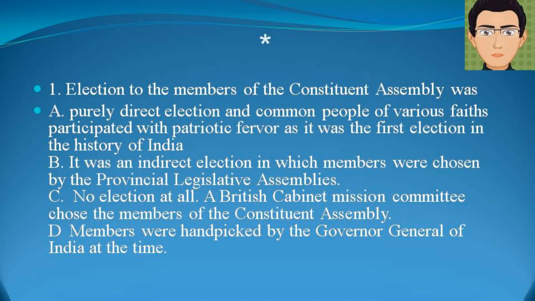Election to the members of the Constituent Assembly was: A. Purely direct election, and common people of various faiths participated with patriotic fervor as it was the first election in the history of India. Option B. It was an indirect election in which members were chosen by the Provincial Legislative Assemblies. Option C. No election at all. A British Cabinet Mission Committee chose the members of the Constituent Assembly. Option D. Members were handpicked by the Governor General of India at the time.